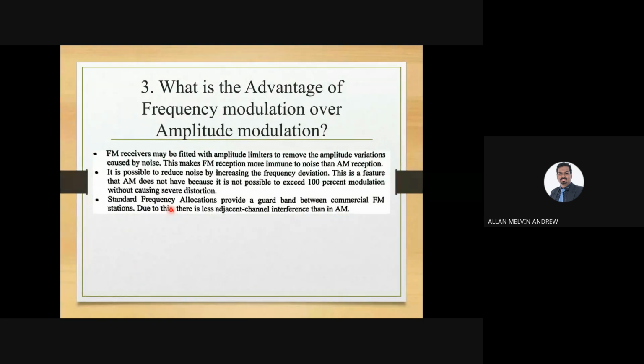So in a certain frequency range, different radio stations can operate. In between the frequencies there is something called a guard band. The guard band is like a guard to prevent station 1's frequency from overlapping with station 2. So no station will be allowed to operate in these guard bands. It's already predetermined. So due to this, there's less adjacent channel interference than in AM.